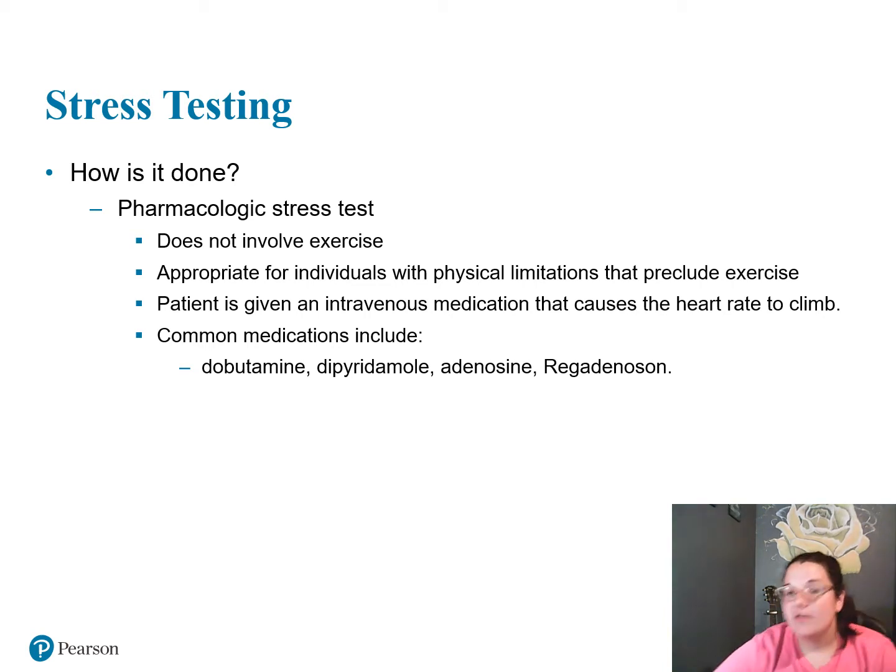So maybe I have a patient who's having symptoms of heart failure, of CAD, and both their legs are amputated. Well, how are we going to do a stress test? We can give them a pharmacologic test. The patient is given an intravenous medication, in other words an IV, that causes the heart rate to climb, in other words to increase. Common medications include, and you should know this from Chapter 16, dobutamine, dipyridamole, adenosine, and regadenoson.